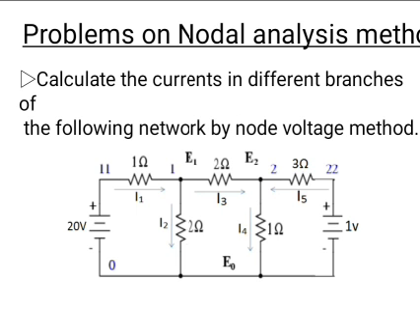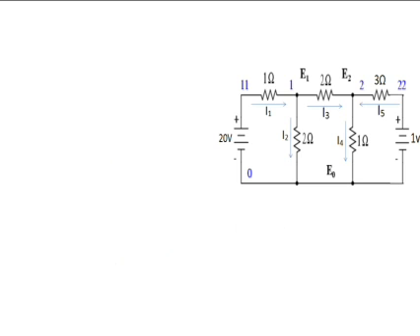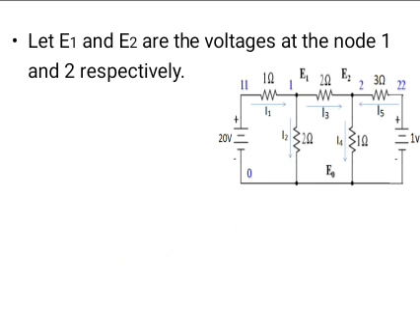Next, problems on the nodal analysis method. Calculate the currents in different branches of the following network by the node voltage method. In the given circuit, let I1, I2, I3, I4, I5 be the branch currents of the respective elements. Let E1 and E2 be the voltages at node 1 and node 2 respectively.